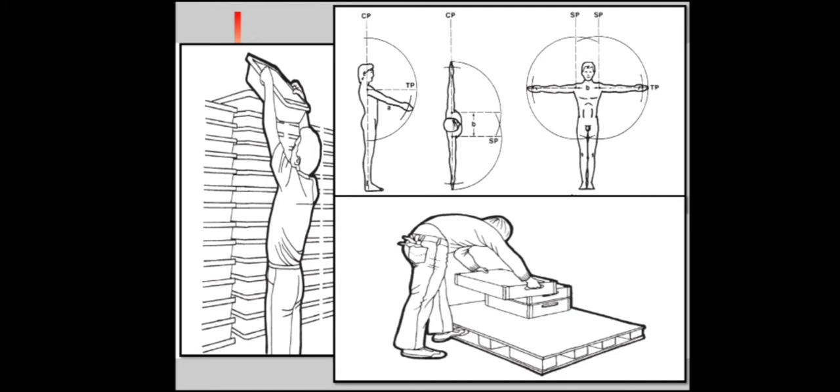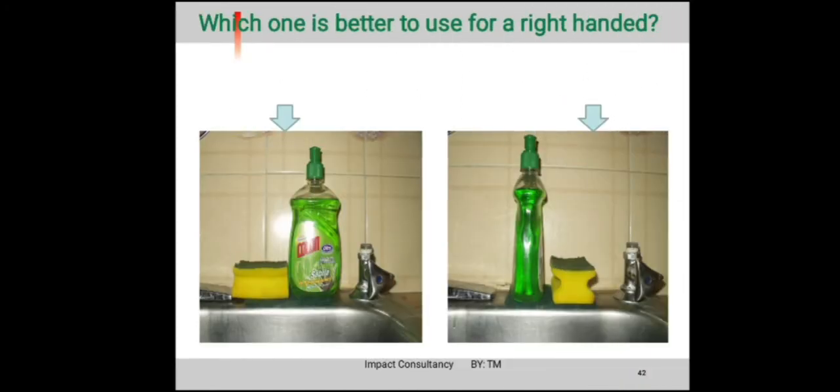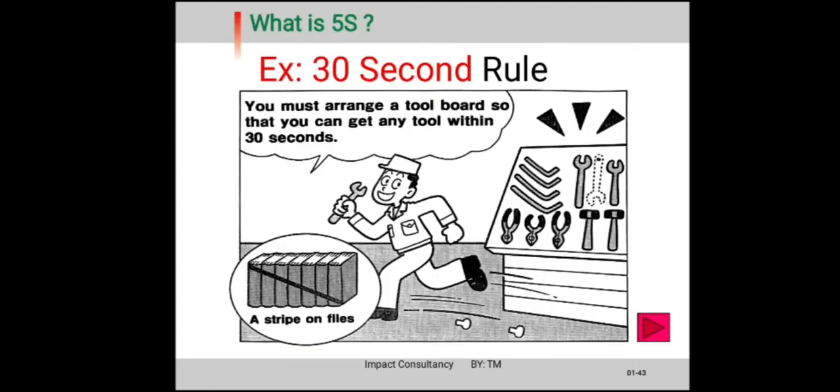It is very difficult. It may damage your health, your back, maybe create back illness. So you even have to think over whether left-handed or right-handed is comfortable, to check comfortability to use and put back materials. So you will achieve the 30-second rule when you arrange equipment accordingly.